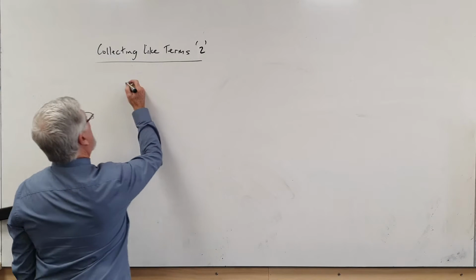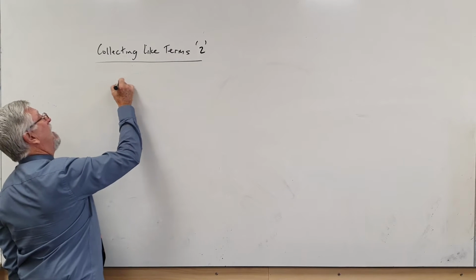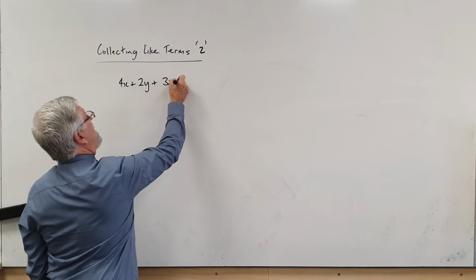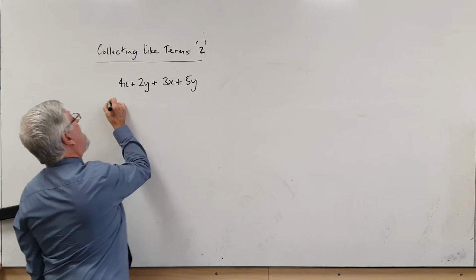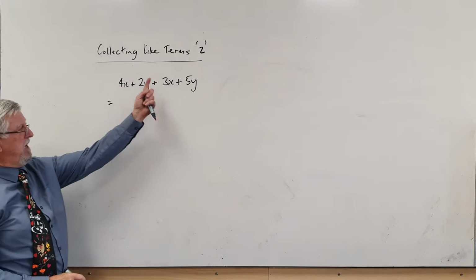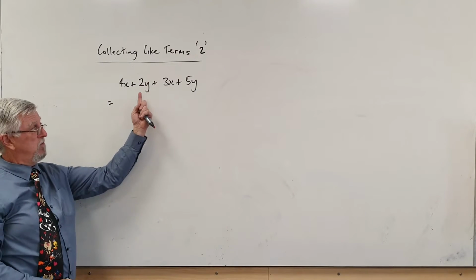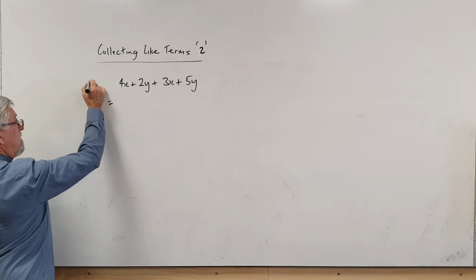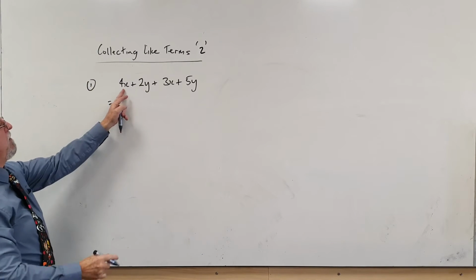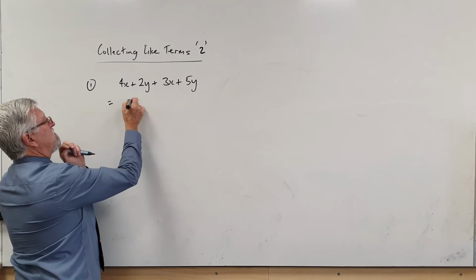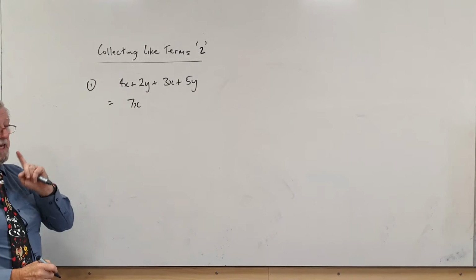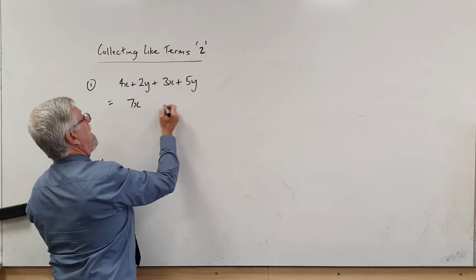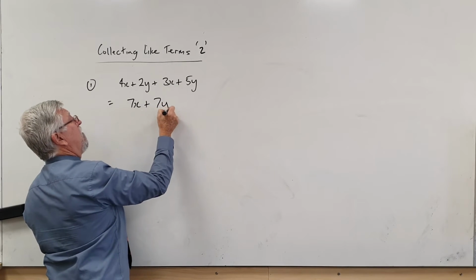In the previous video, if I said we had 4x plus 2y plus 3x plus 5y, I talked about the x's can be added together and the y's can be added together. But this time I mixed up the order, made it look a little bit different. So the 4x and the 3x becomes a 7x. So the x doesn't become a squared, it doesn't change, and then the 2y and the 5y becomes a 7y.